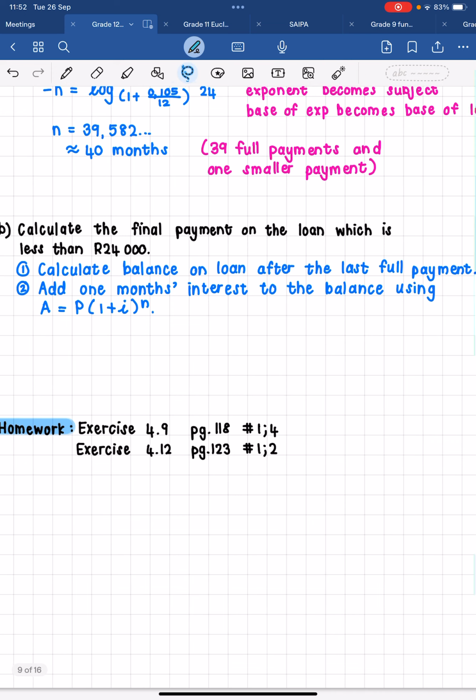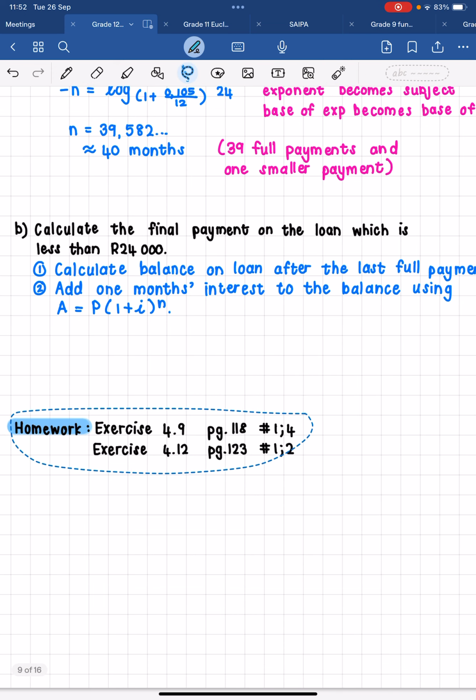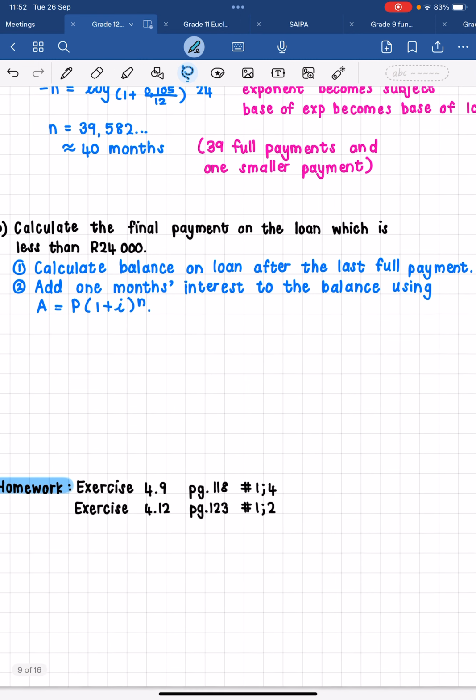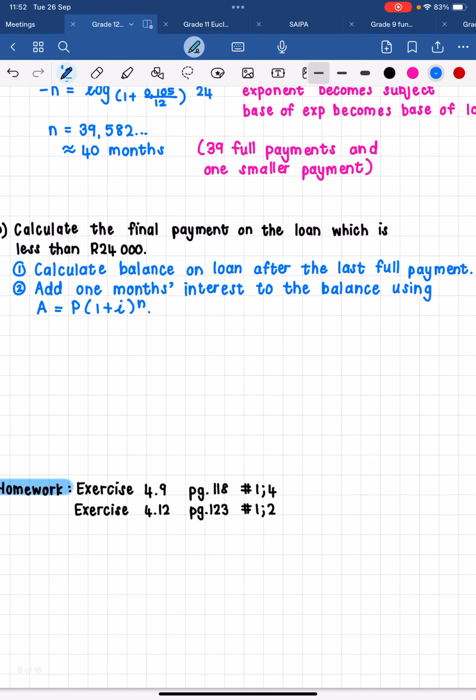Okay, so we're quickly going to do this calculation for this question. Balance outstanding, we've practiced that a few times, right? That is that long formula that we use. So firstly, we're going to say balance. The 1 and 2 that we wrote here will not be a part of your answer, right? This is just a summary of what we have to do. So we're going to say balance after 39 payments.